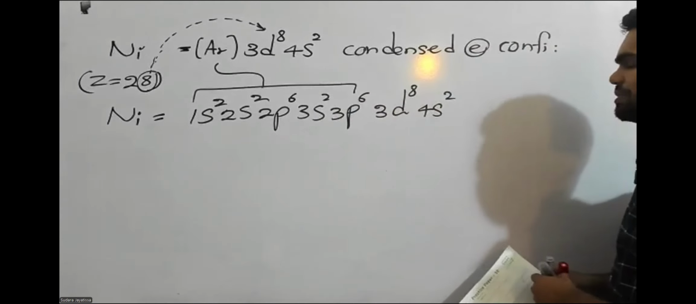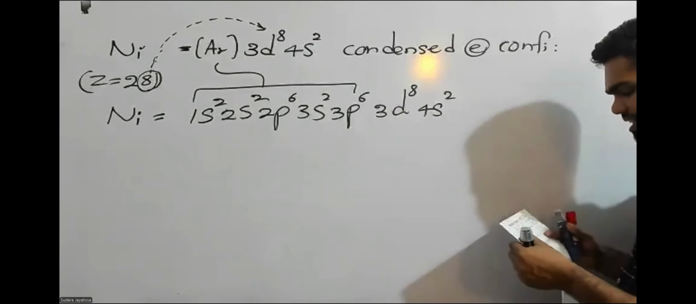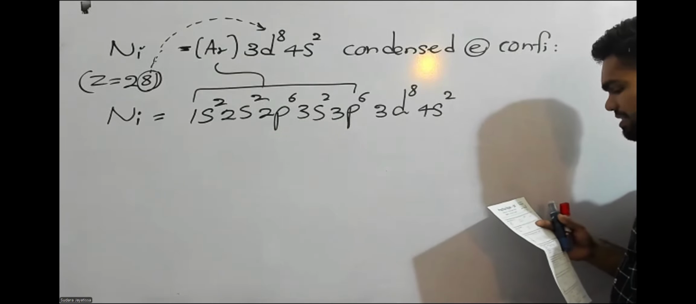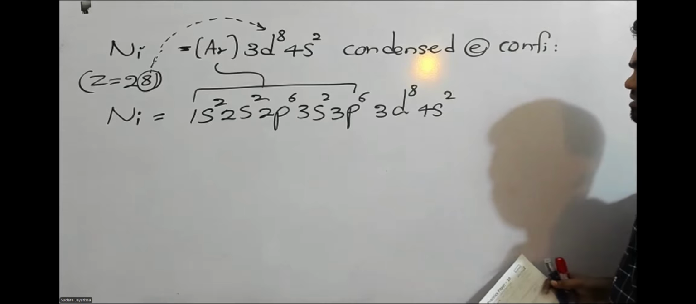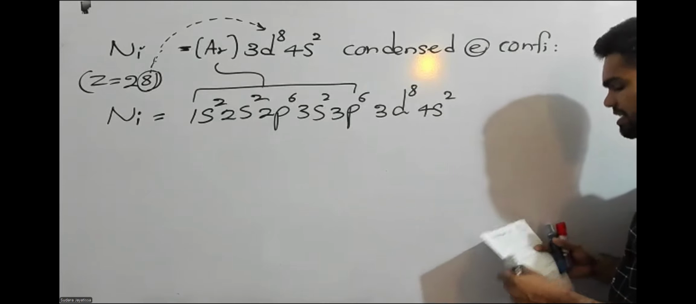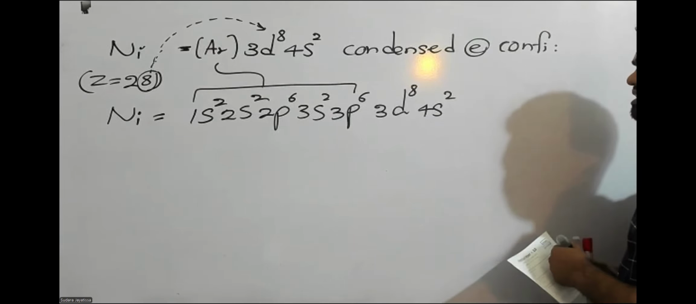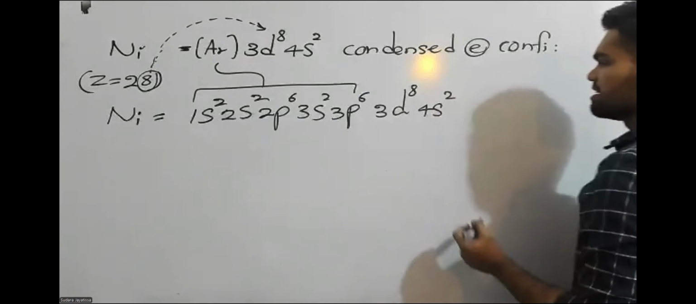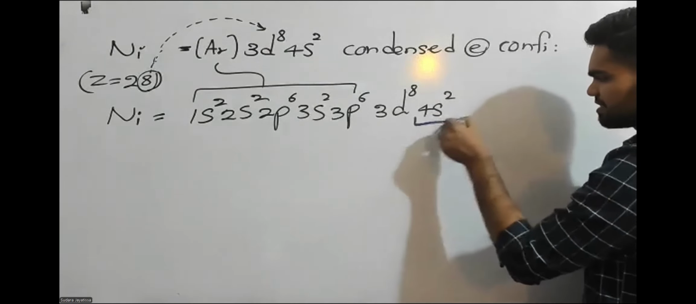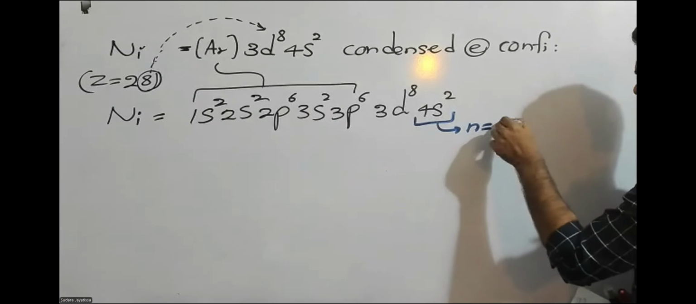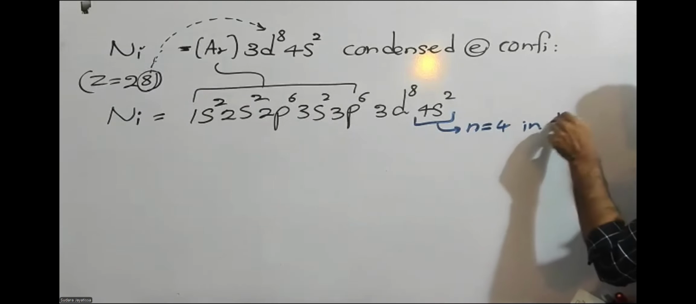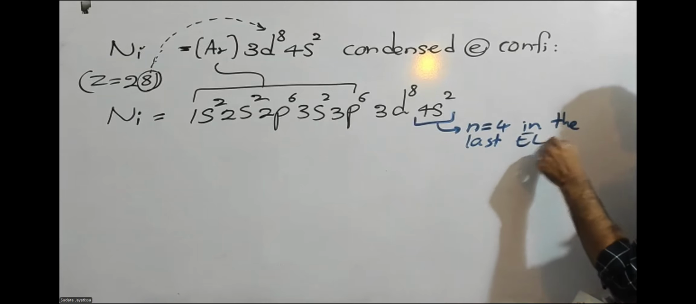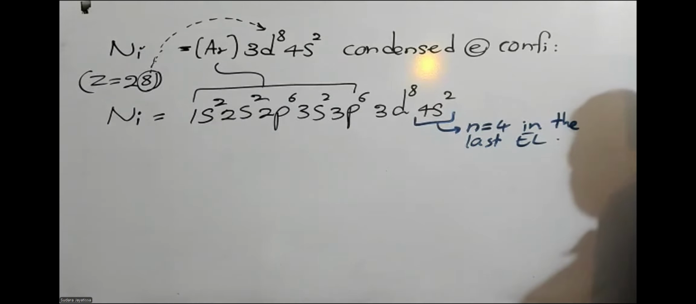Now what they are asking is how many unpaired electrons are present in the last energy level of the nickel atom. Last energy level. So what is the last energy level here? First of all, the nickel atom. This is our last energy level. N equals 4 is the last energy level. N equals 4 is the last energy level.